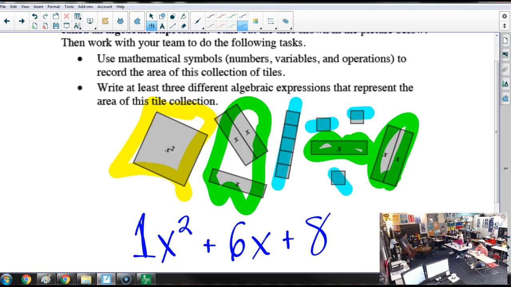So, any questions on why we can't put those together or why we write this like this? Any questions at all? Yes.